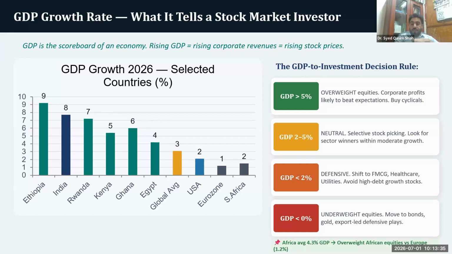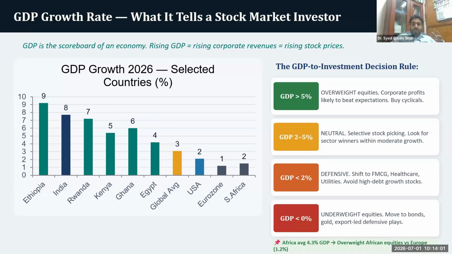But if your GDP is less than 0%, that is again underweight equities. You have to move to bonds, gold, and export-led defensive plays. Rather than investing in equities, you need to invest in gold, bonds, and the debt market. So there is no recommendation at all to buy any stock.